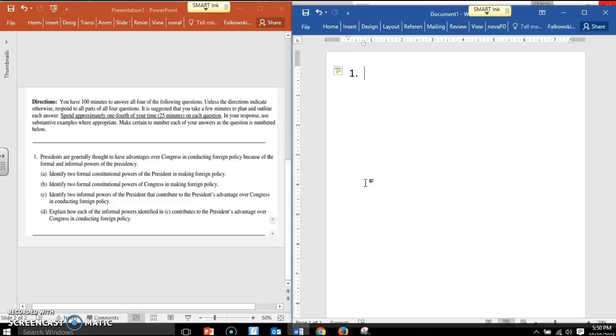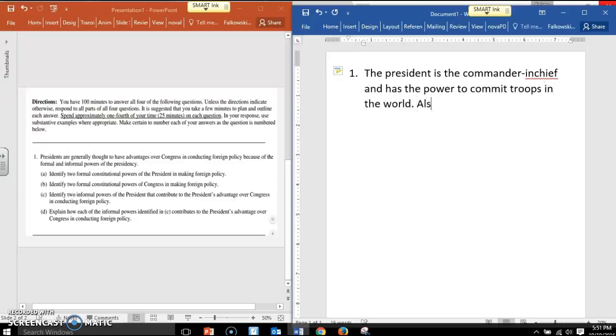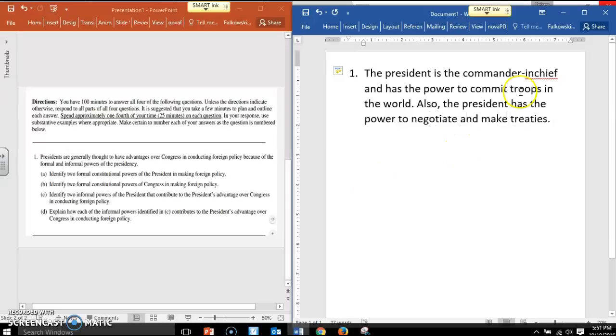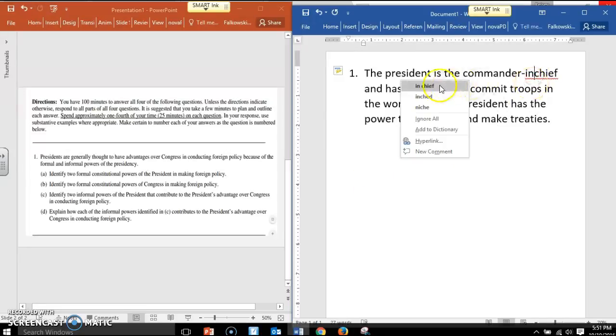Remember, with identifications, you can simply just write out the answer. So, for example, identify 2 formal constitutional powers of the President in making foreign policy. Well, you can simply say the President is the Commander-in-Chief and has the power to commit troops in the world. Also, the President has the power to negotiate and make treaties. And by simply doing this right here, you've already identified 2.